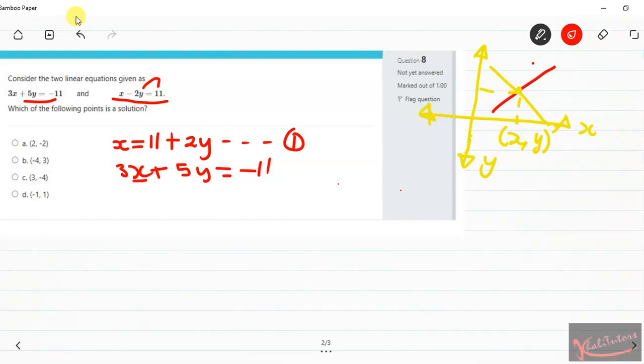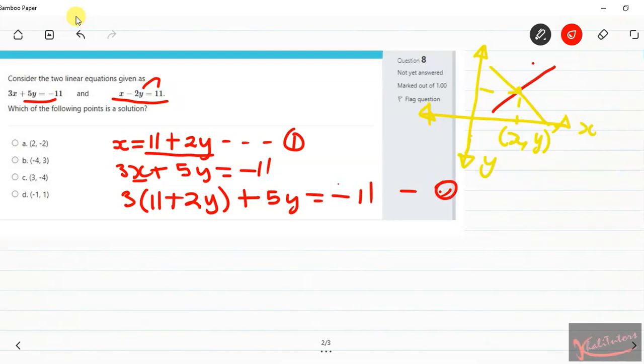So let's express x in terms of y. This is going to be 3, and then here, instead of x, we put 11 plus 2y, since we know that x equals 11 plus 2y. Then we move this down, plus 5y equals minus 11. So here we did a substitution. We substituted equation 1 into equation 2. Then we can now solve this.